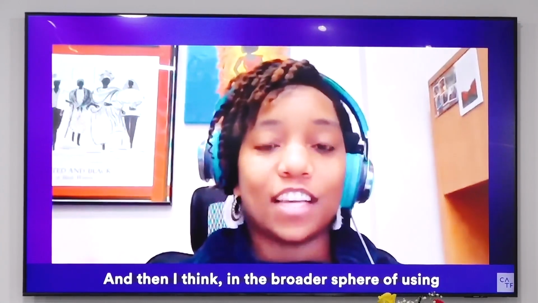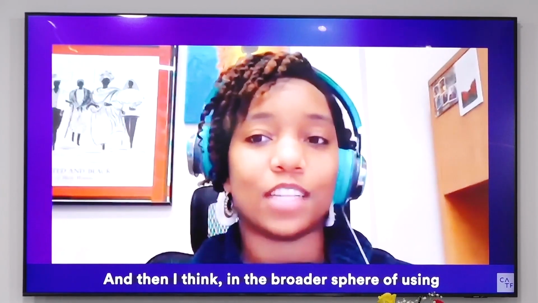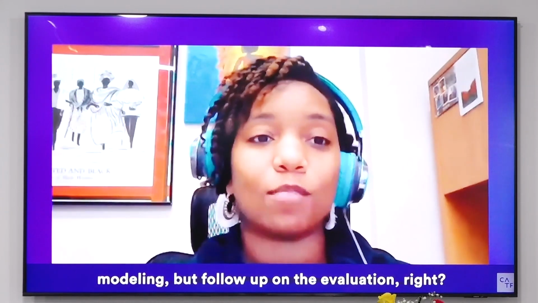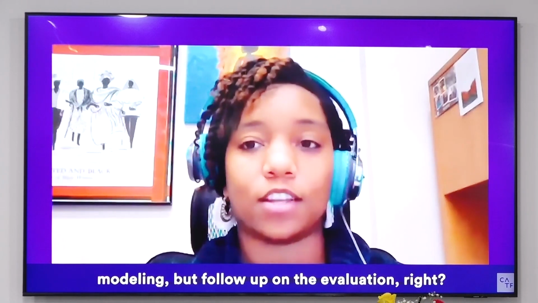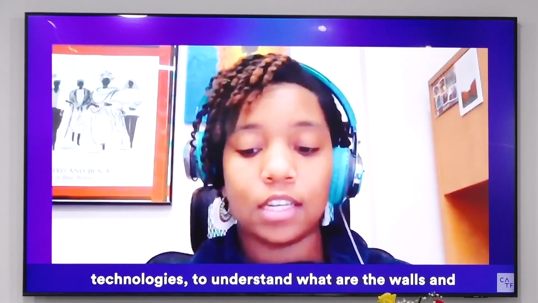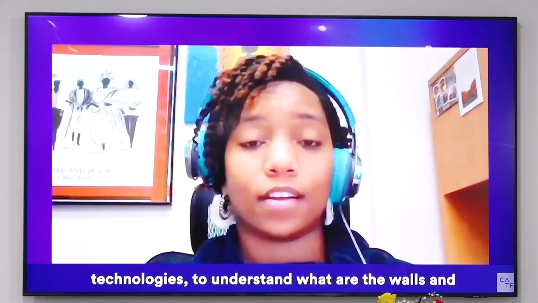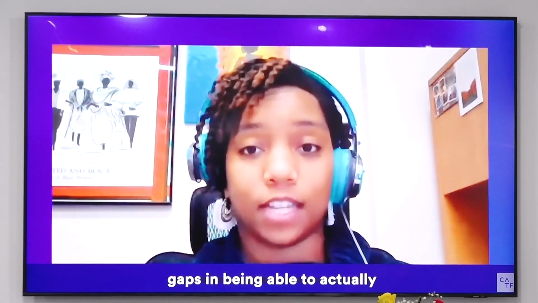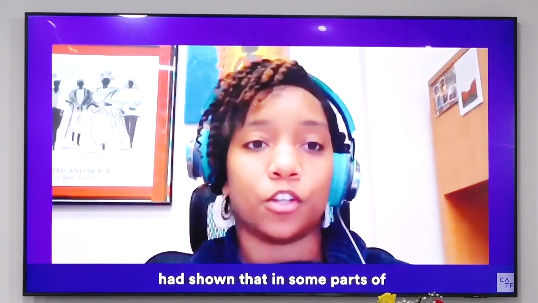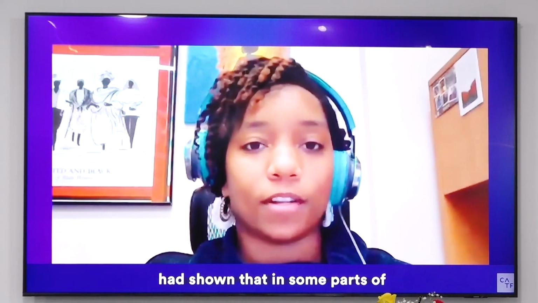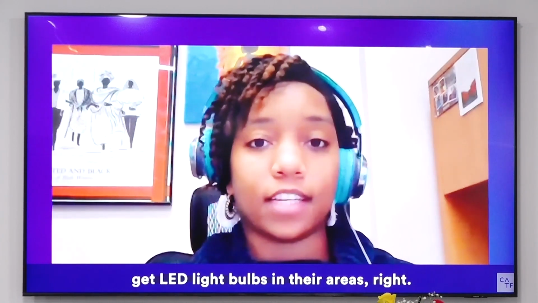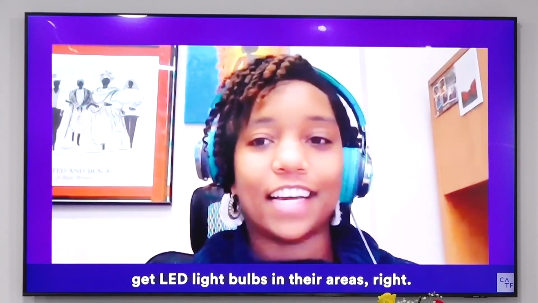And then I think in the broader sphere of using these energy models to do the transition, I would just encourage people to not stop at the modeling, but follow up on the evaluation, right? So modelers have to work with the advocacy groups, have to work with the people actually deploying these technologies to understand what are the walls and gaps in being able to actually accomplish these energy transitions. So for example, Dr. Tony Reams had shown that in some parts of Michigan, certain income groups were not able to get LED light bulbs in their areas, right? And so that's a huge thing.